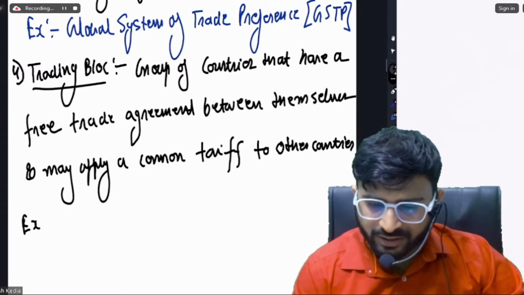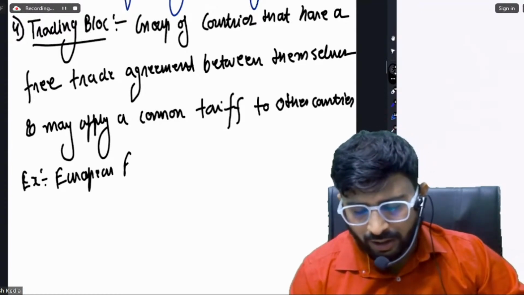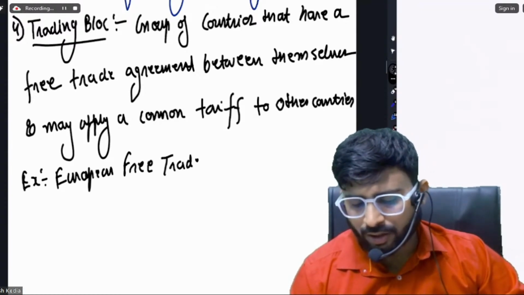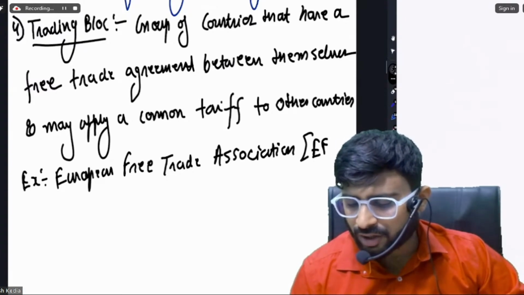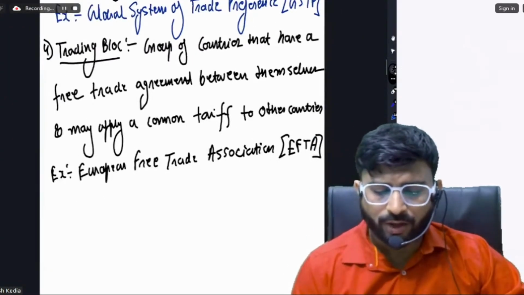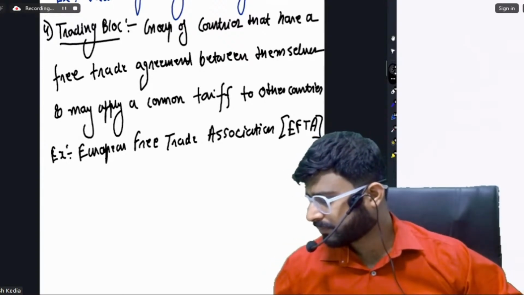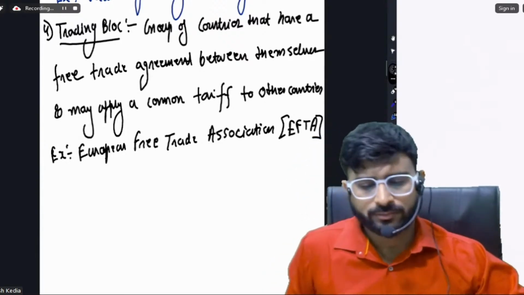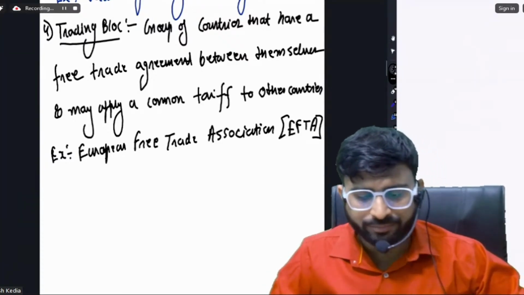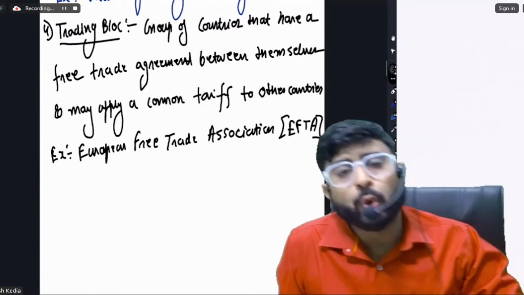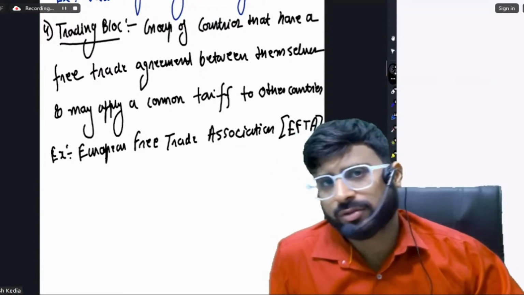Friends, example is EFTA, European Free Trade Association. EFTA is the example of the trading bloc. Group of countries that have a free trade agreement between themselves and may apply a common tariff to other countries. Example, European Free Trade Association. Is that clear, friends?